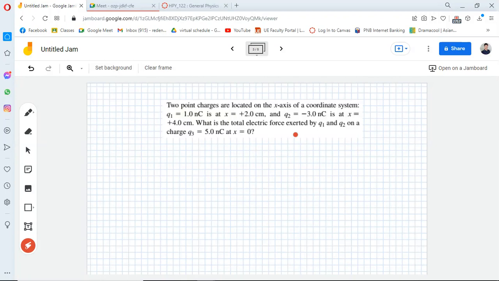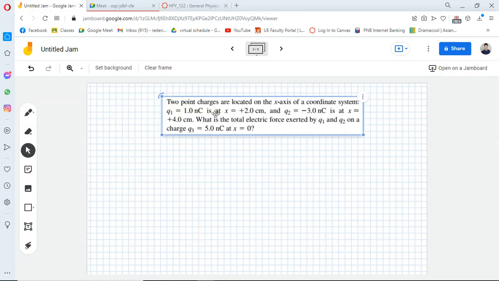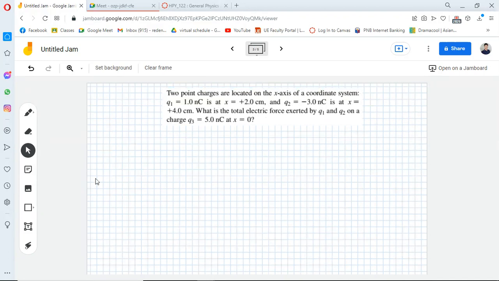exerted by Q1 and Q2 on a charge Q3 na merong value na 5 nanocoulomb at x is equal to 0. Okay, so sa pagitan ni Q1 at Q2, may nilagay daw na isang charge, which is charge Q3. At ang kanyang location sa x-axis is nasa x is equal to 0 siya. Okay? So again, same setup. Ang kailangan natin gawin is i-sketch siya. Para mas ma-visualize natin.